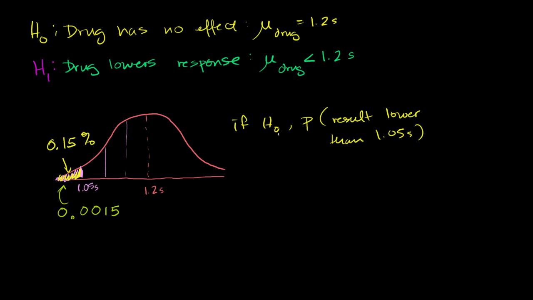So once again, if you set up your hypotheses like this, you would have said, if your null hypothesis is correct, there would have only been a 0.15% chance of getting a result lower than the result we got. That would be very unlikely. So we will reject the null hypothesis and go with the alternative. And in this situation, your p-value is going to be the 0.0015.